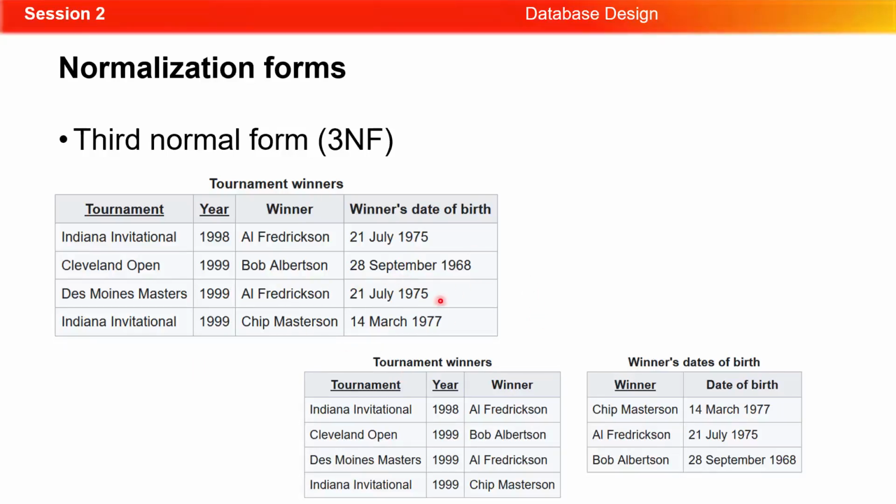Again, it must be in second normal form, and there has to be no functional dependencies within any of the tables between any of the columns.